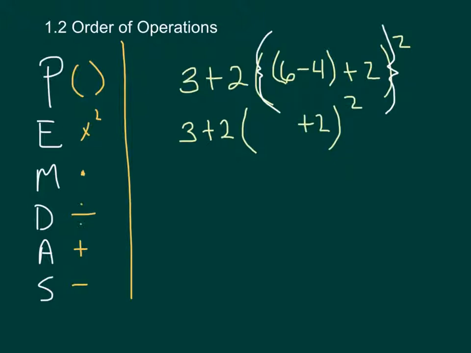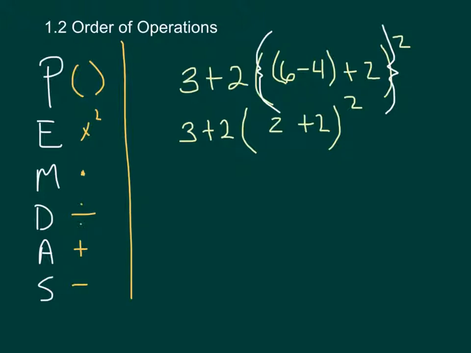Okay. I'm going to look at here. 6 minus 4 is 2. And I could leave it in parentheses. In this case, I didn't. It doesn't really matter. All right. So I've simplified what was inside this nested parentheses.